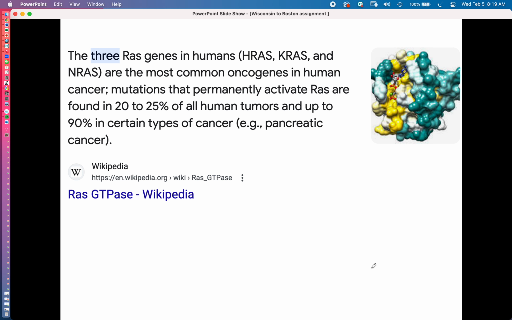And so we actually have a small gene family in us. We're not going to worry about this at all. It's just RAS. For us, we're just going to refer to it as RAS. But it says together, those three are the most common oncogenes in human cancer. Mutations that permanently activate RAS, and we'll learn how, are found in 20 to 25% of all human tumors and up to 90% in certain specific types of cancer. So it's really super common.